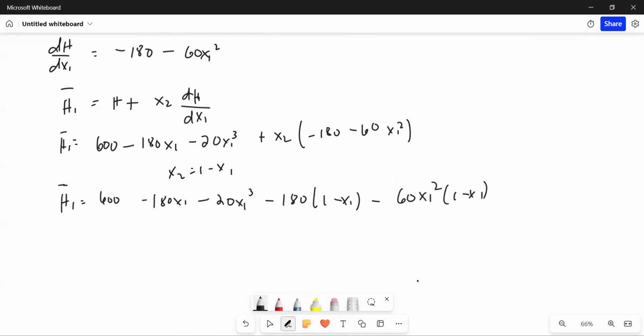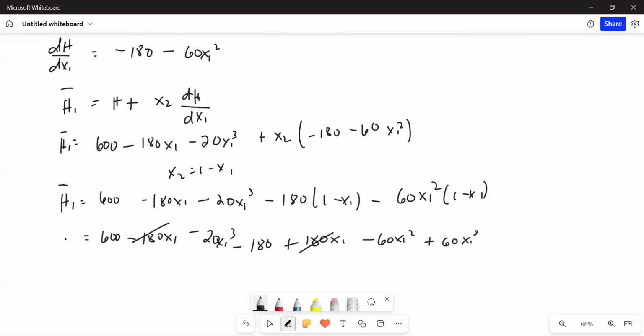All right. Next step is to simplify this equation. 600 minus 180 x sub 1 cubed minus 180 plus 180 x sub 1 minus 60 x sub 1 squared, 60 x sub 1 cubed. And there are terms that would cancel out. This one and this one. Okay, that would cancel out.